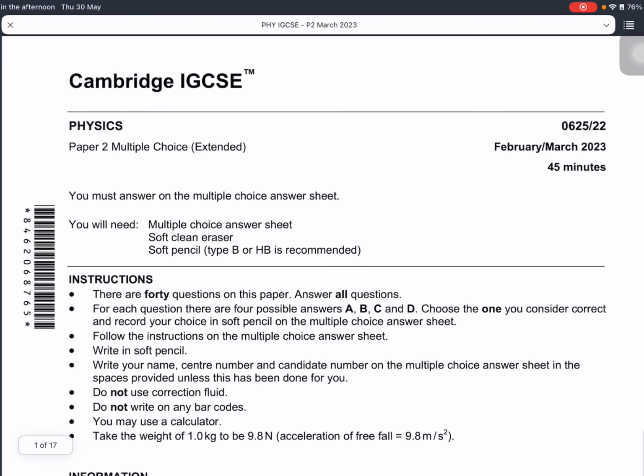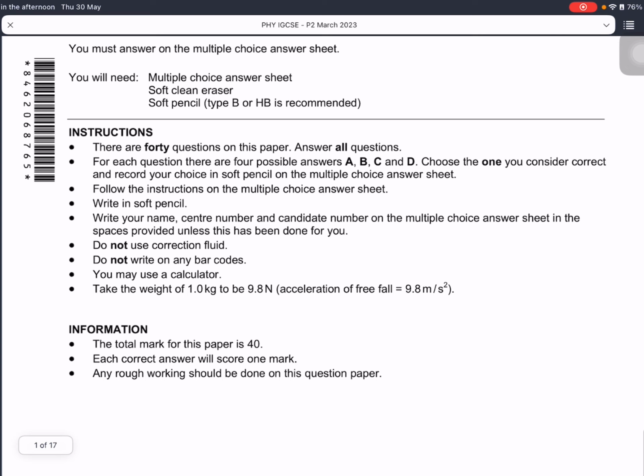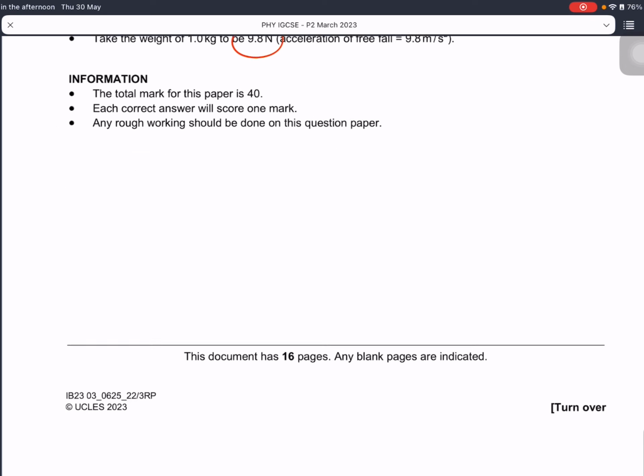So yes, let's go. In this paper, Physics paper 2 extended, you should be a little careful in the beginning about what g value you have to use. It's been told on the cover page, in the instruction part. Sometimes students don't read the instructions, so it's always worthwhile to start by reading the instructions first, then dive into the questions.